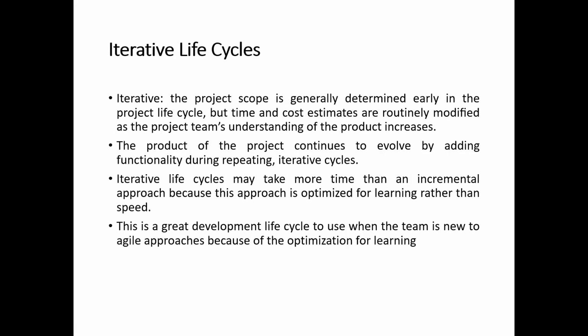And we have the iterative life cycle, where the scope is generally determined early in the project life, but time and cost estimates are routinely modified as the project team understands the project nature and the product increases. So the product of the project continues to evolve. Here we are talking about the product, which means the software, by adding functionality during repeating iterative cycles.